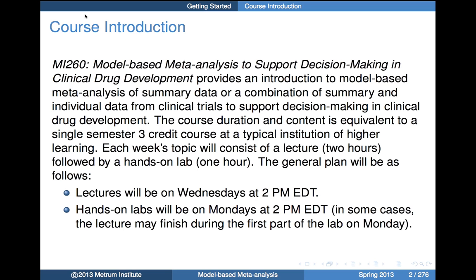The course duration and content is approximately equivalent to a single semester 3-credit-hour course in a typical institution of higher learning. Each week's topic will consist of a lecture of about 2 hours, followed by a hands-on lab, typically about an hour. We'll be holding lectures on Wednesdays at 2 Eastern Time, and the labs will be on Mondays, also at 2 Eastern Time.